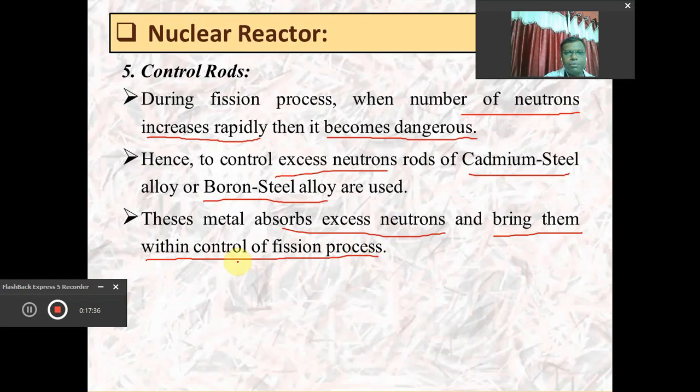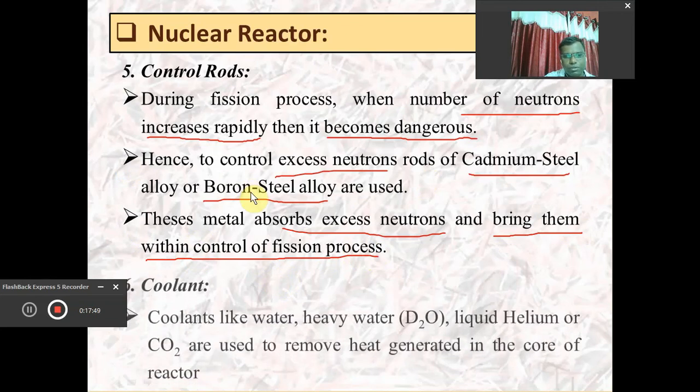So here the number of neutrons should not be increased rapidly. So in order to control the number of neutrons in the nuclear fission, the rods of alloys are used, and these rods are called the control rods.